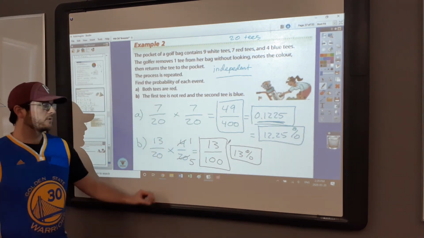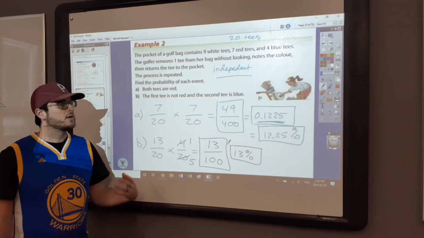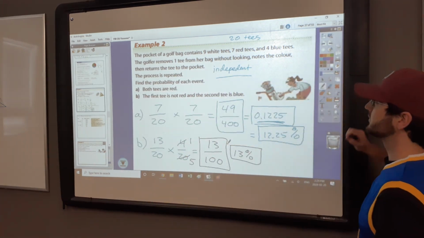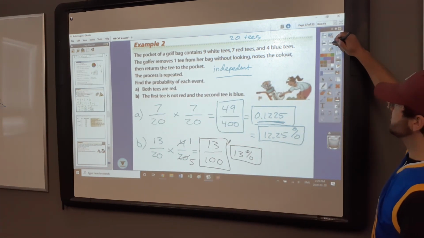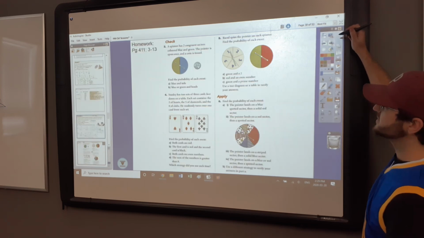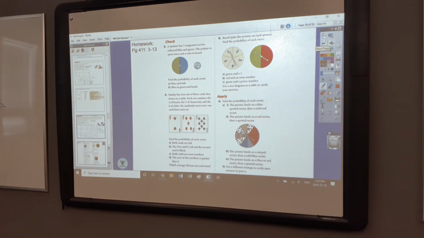Okay, it's not like you have to. You could just multiply and then simplify it further, but typically you will be asked to put these fractions into lowest terms, so it's a good habit to get into, that we simplify as we go. So that's the basics of probability for independent events. You can practice some of these questions on page 411.